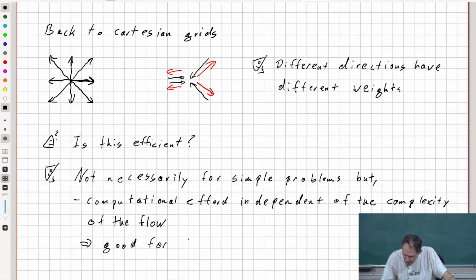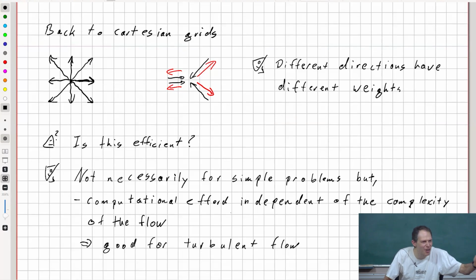If you want to study turbulence, simulating the turbulent flow costs the same as simulating the laminar flow, as long as it is resolved, which is a bit of a caveat, because laminar flow is, of course, easier to resolve than turbulent flow. But anyway, for the same resolution, it is the same cost.